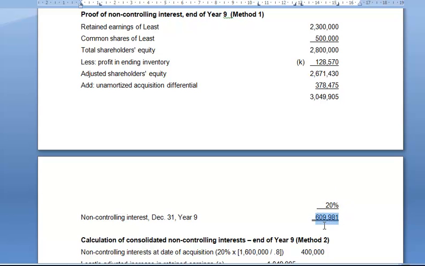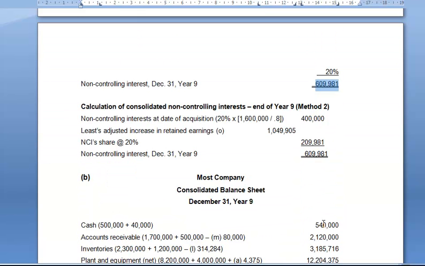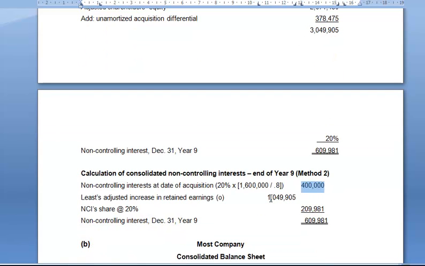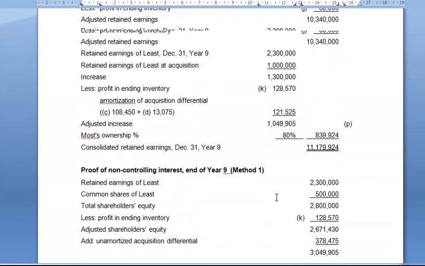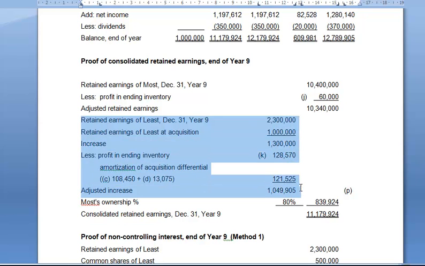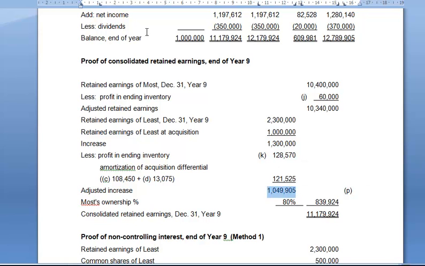The other way we could calculate the ending balance of NCI is to start again with the balance at the beginning of the year and then allocate NCI its share of the post-acquisition adjusted retained earnings of the sub. And this 1,049,905 is what we calculated right up here. This is the post-acquisition retained earnings calculation. That's the number we get, this 1,049,905. But this is how we get it.